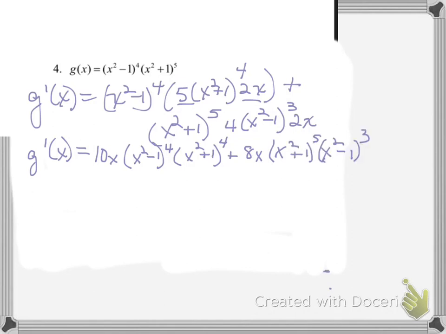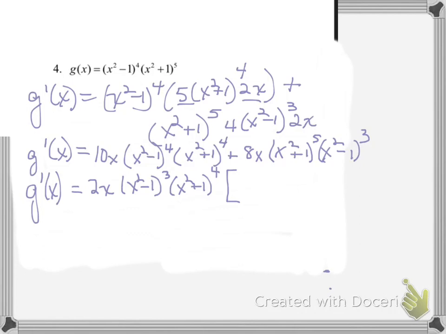Alright, so I was able to write the rest of that in there. Now what I'm going to do is some very nice factoring, greatest common factor factoring. So look at your 10x, look at your 8x. A 2x is the biggest they have in common. Now let's look at our x squared minus 1s. I have them in 2 places, and the highest power they have in common is to the 3rd. Next, look at your x squared plus 1, and the highest power those have in common is to the 4th. Now let me figure out what I have left.